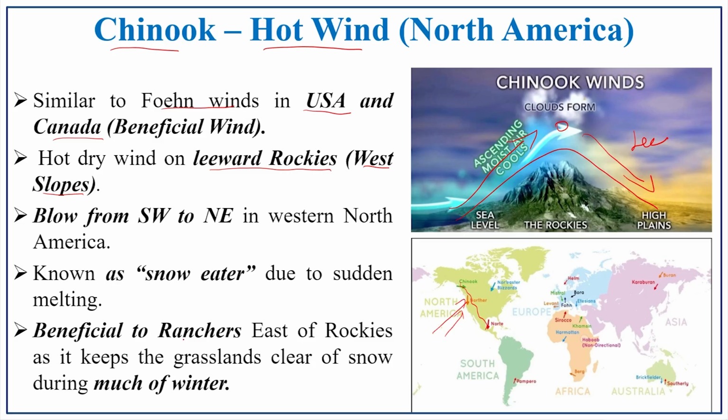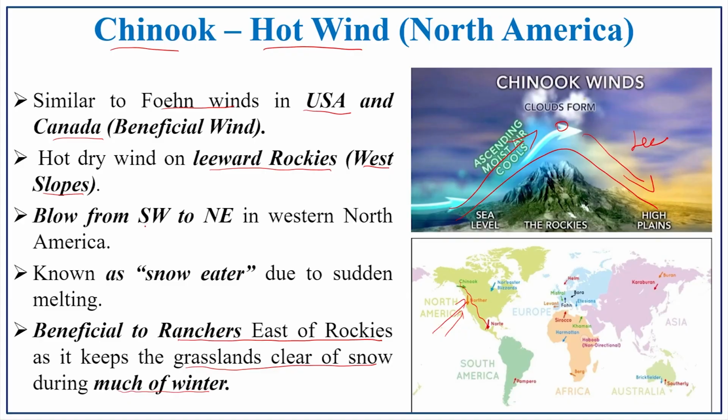That is, it is beneficial for ranchers in the east of the Rockies, as it keeps the grassland clear of snow during much of the winter. In the winter season it's very much clear because of the melting of snow. So, this is the most favorable condition in that particular region. This wind blows from southwest to northeast in western North America. So, here is the Chinook wind. This wind is blowing from southwest to the northeastern part of western America.